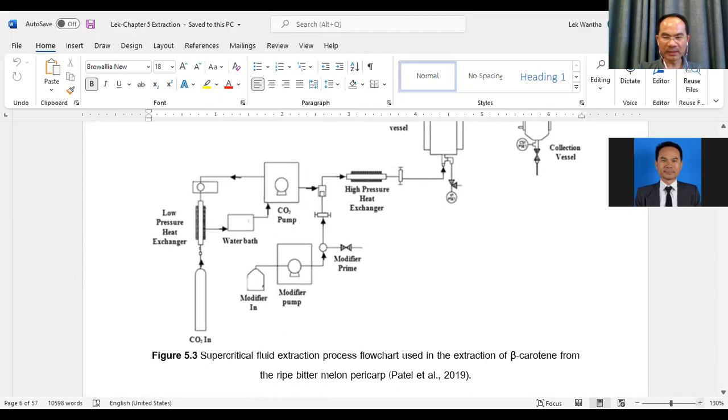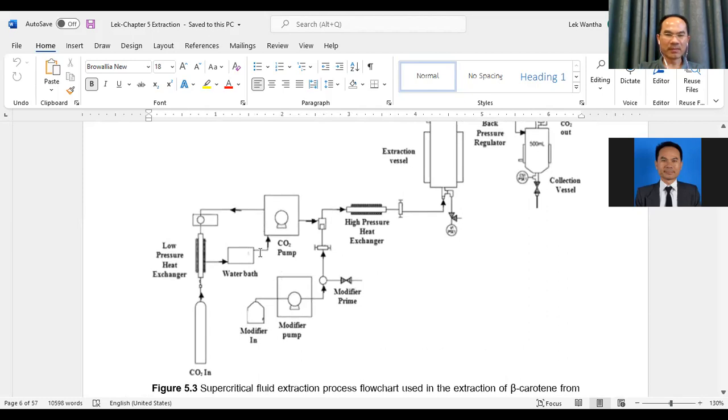This is to extract beta carotene. That's why we use the beta carotene from the bitter melon. Also, we have carbon dioxide. We need the carbon dioxide in gas phase. They have a heat exchanger, that's a heat exchanger to increase the temperature.